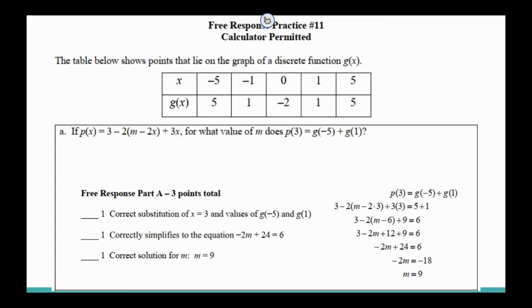This looks a lot like one on the free response, so I'm trying to grade. So hopefully this one went well. Yes, no?